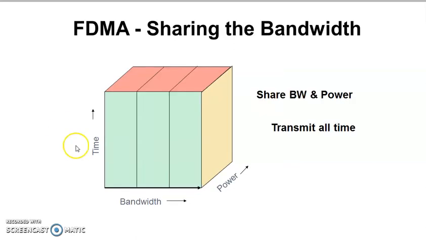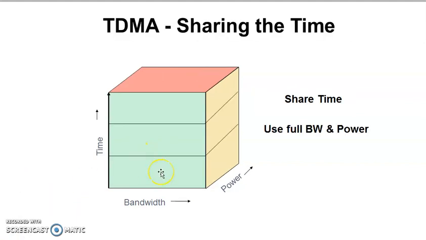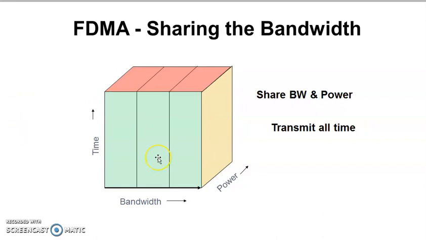In FDMA, we have fixed time, but we can share the bandwidth and power. We can transmit all the time, and that is why it is a frequency division multiple access technique. But if we consider time division, we can share a particular period of time for a given channel and use the full bandwidth and power. In FDMA, the full bandwidth is not used; we share the bandwidth with the different channels, but we can utilize the time all the time.